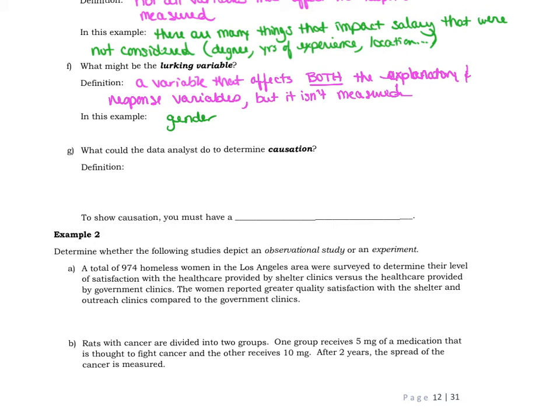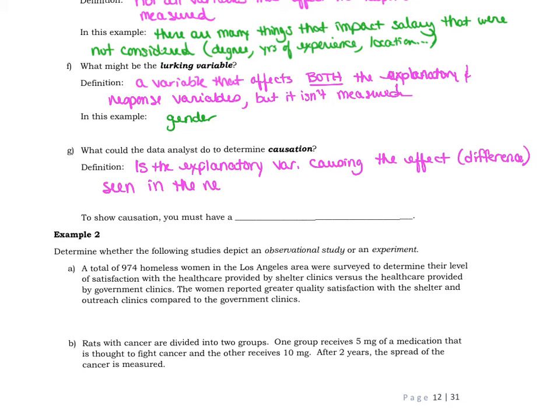Okay, so if you want to show that there is causation, causation means is the explanatory variable causing the effect, the difference, if you will, seen in the response variable.